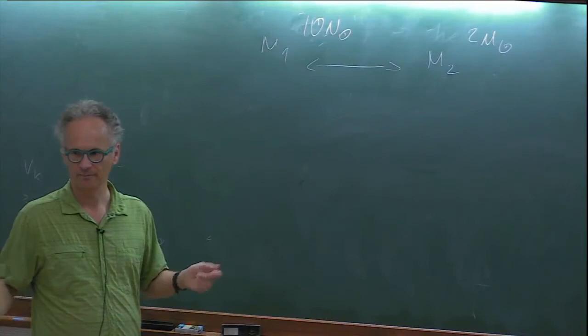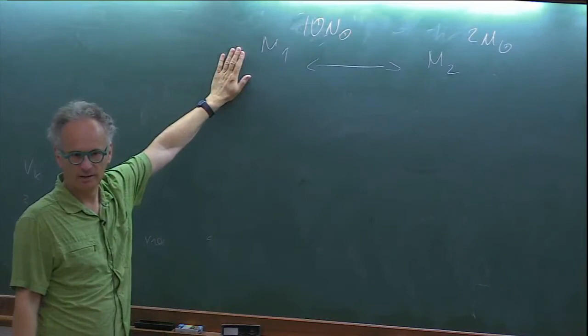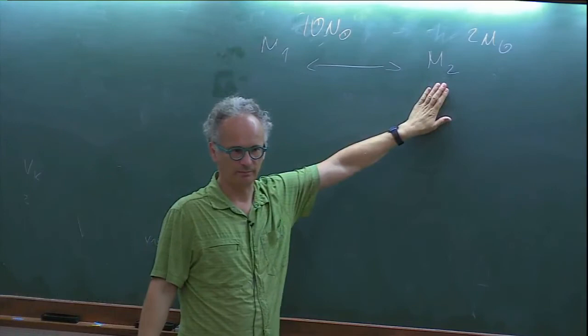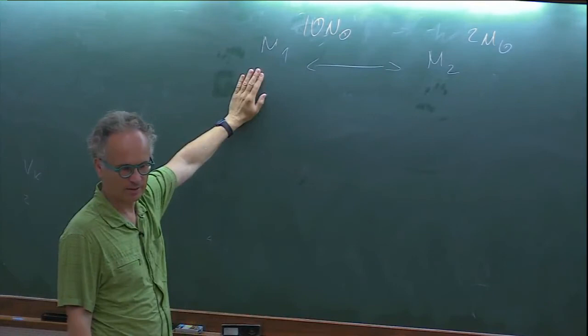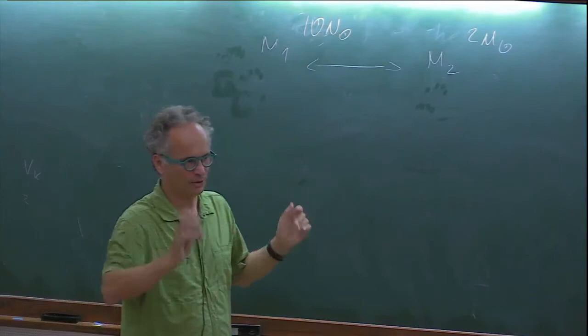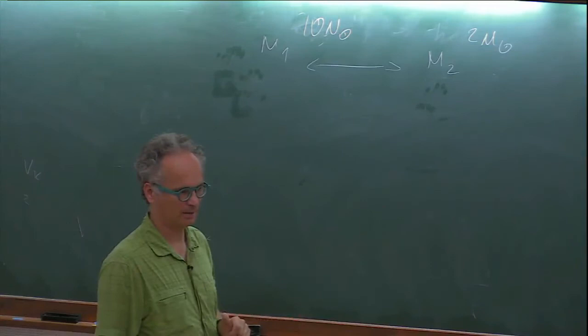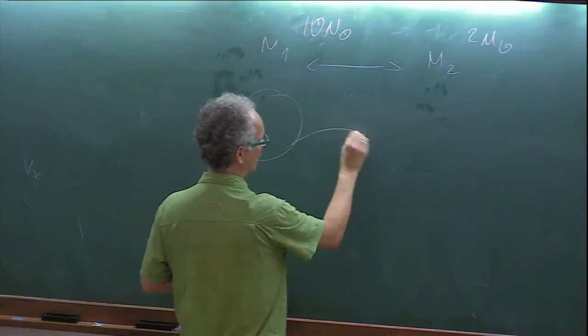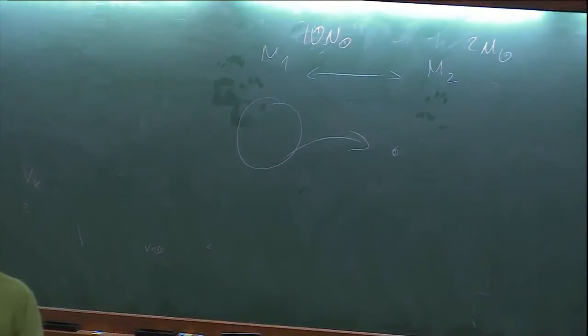The time scale for the evolution of this star is much smaller than the time scale for the evolution of this star. So in no time at all, this star will evolve, will start increasing its radius, will finish its nuclear evolution, and we can go to case B mass transfer. So we'll start a mass transfer. This will expand. We'll have mass transfer to here. What type of mass transfer will that be? What will be the consequence of this mass transfer?